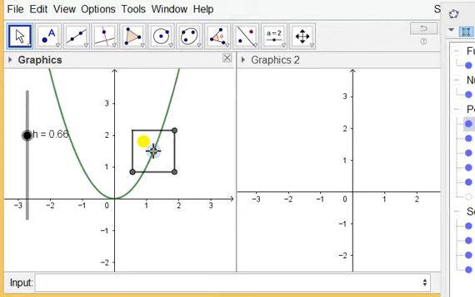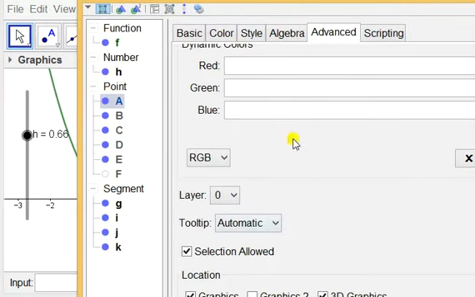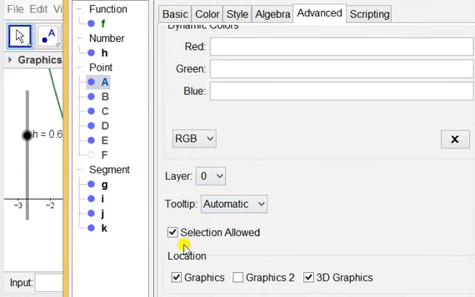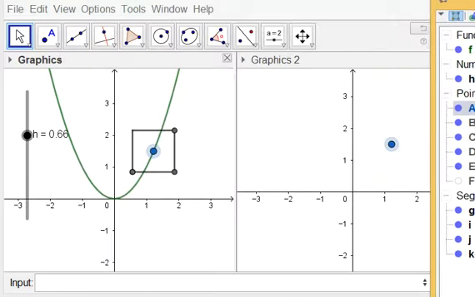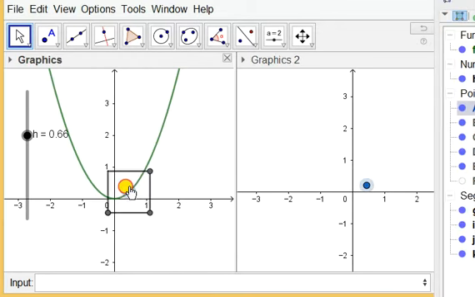But how about this point? Because we want to have that point over there too, right? So for that one, for A, we want to place it at graphic view 1 and graphic view 2. It doesn't matter whether you select it or not for 3D graphics. But anyway, after doing that, we have those points over there. So when you move these points, you can see the exact same movements over there.